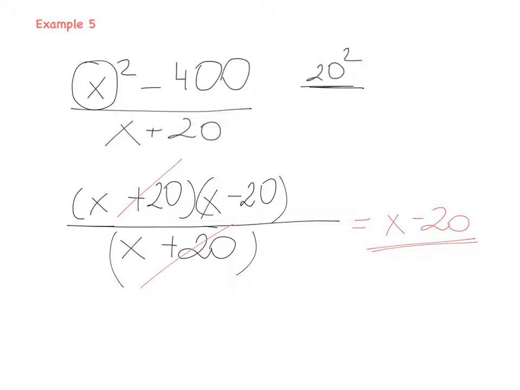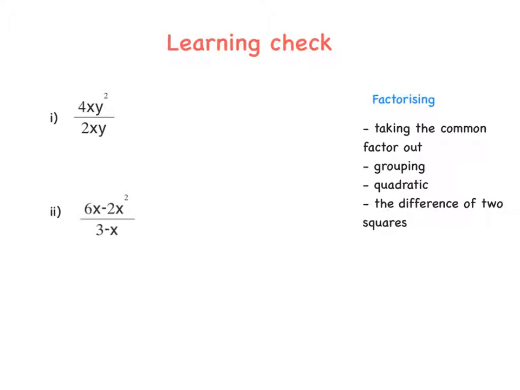Okay, so please go back to videos about factorization, and you can also look at your notes on how to do it. You need to be able to tell me what type it is and how I can factorize it, okay, and then when you know how to factorize it, you can simplify it easily. So for today, that's it. Just a quick learning check for the end. So summarizing, you need to remember all factorizing methods, okay, and we have them in here. So taking the common factor out, grouping, quadratics, the difference of 2 squares, okay.